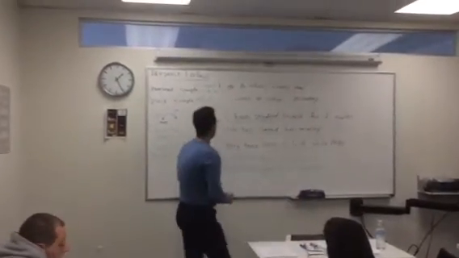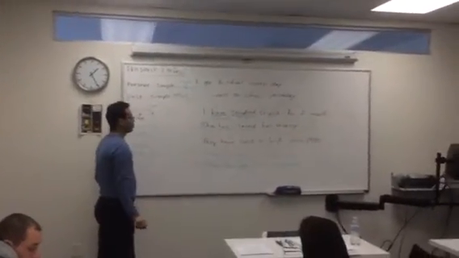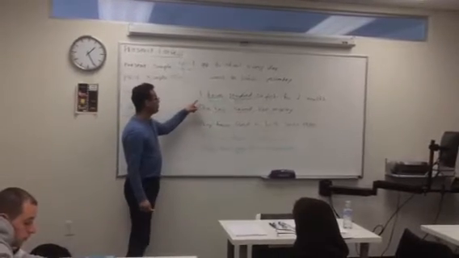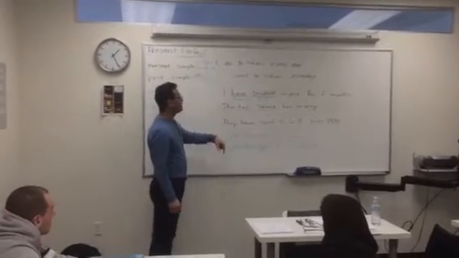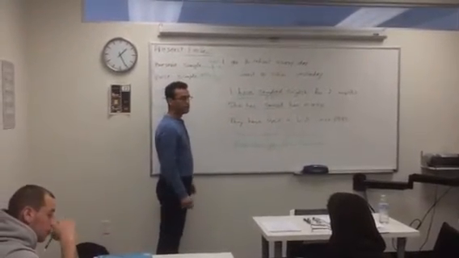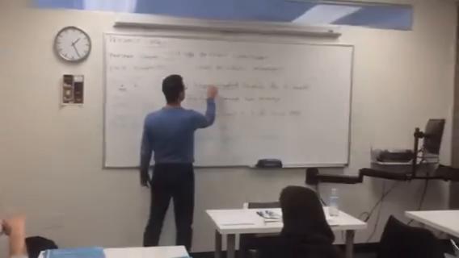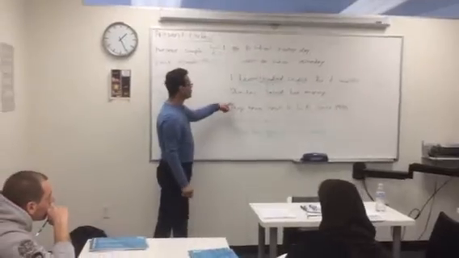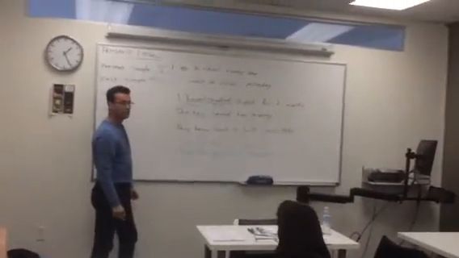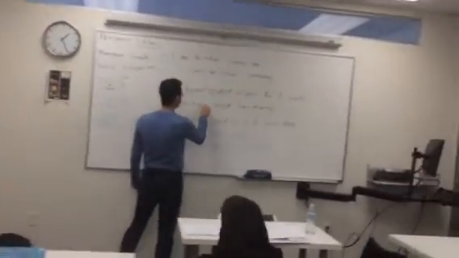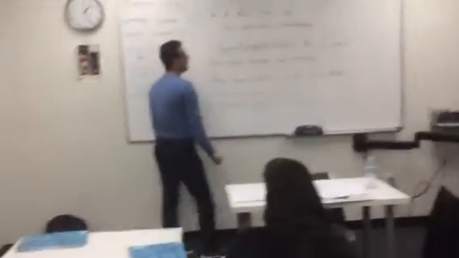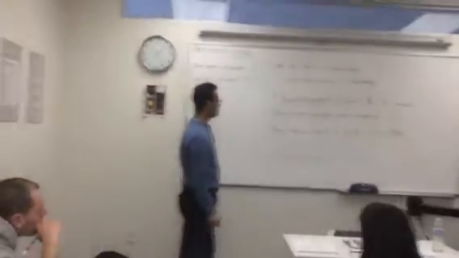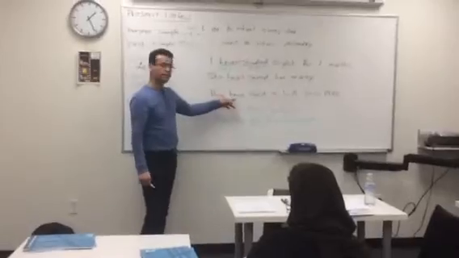Now, we go to the negative form. What is the negative form of "I have studied English for 2 months"? I haven't. Or I have not. Here, she has saved her money. Hasn't. She hasn't saved her money. And here, they haven't.